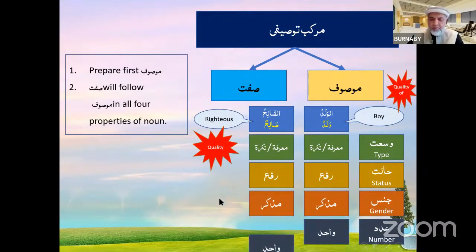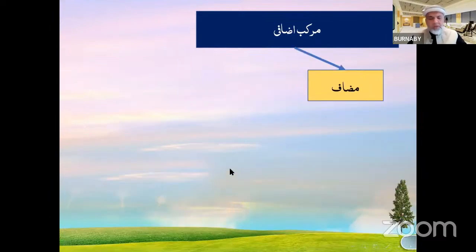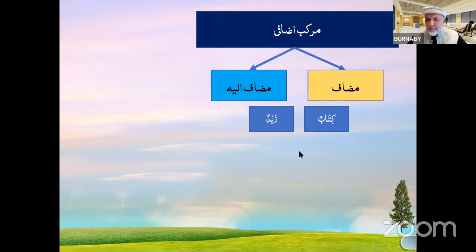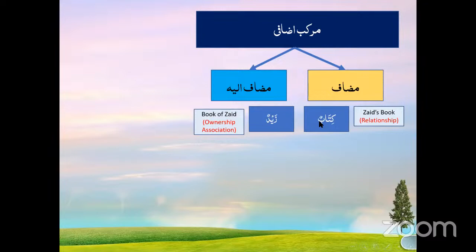So muzakkar, muzakkar, wahid, wahid. And we go like this. And murakkab-e-izafi has two parts. Mudaf, mudafun ilayh. Kitabun Zaidun. Okay. But here it is supposed to be Kitabu, because this Mudaf cannot have Al and Mudaf cannot have Tanween. Okay. It's the possessed and the possessor. Who is the possessor of the book? Zaid. Kitab belongs to Zaid.